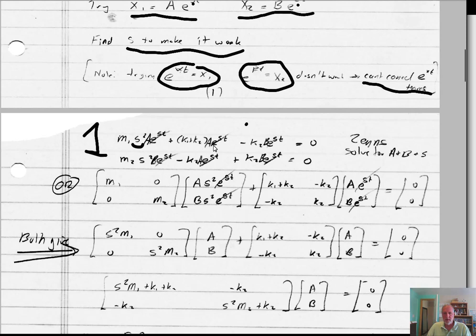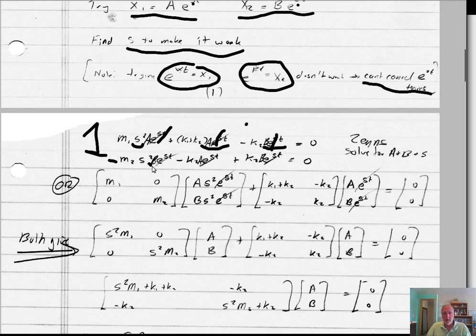Here is x1 again, no derivative, so you just get a e to the st. And then x2 is b e to the st. And as we talked about up here, if you use s for both, then you can cancel the terms here and end up with an algebraic equation for s. Same thing for equation number 2 here.